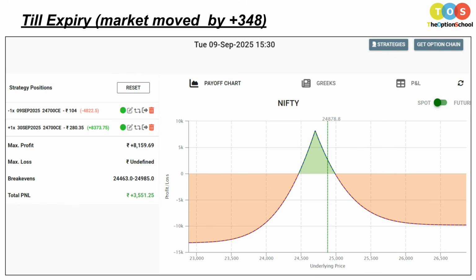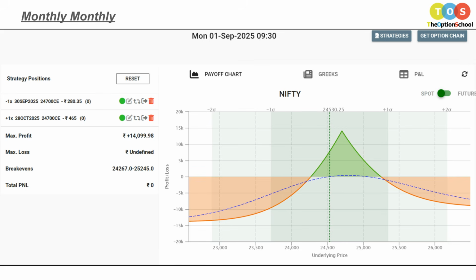Again, a good point to note: the market remained within the break-even points of the calendar, but the profit is really high. Please write in the comments why this happened, why the weekly-monthly calendar of the same strikes gave much more profit than the weekly calendar of the same strikes.